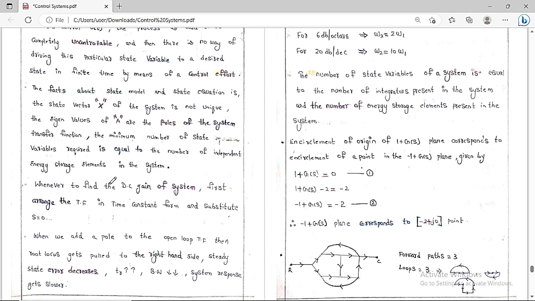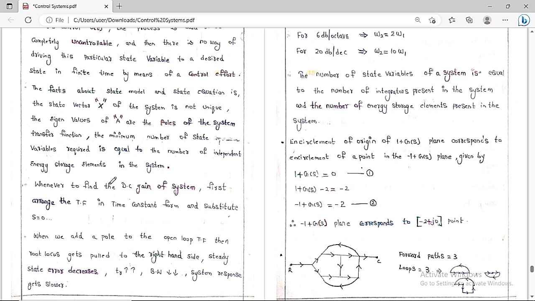So we can say that if you want to figure out the DC gain of the system, first you have to arrange the transfer function in the time constant form, and then you have to substitute s is equal to 0. This you should always keep in your mind.